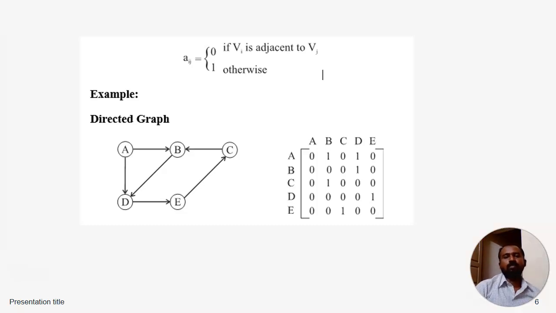So A is directed to B and D. B is directed to D. C is directed to B. Then D is directed to E. E is directed to C. These nodes we represent with 1. The remaining nodes are zeros. This is an example of a matrix. Matrix means 5 by 5. We have put 5 rows and 5 columns. So where nodes are present we put 1, and the remaining entries are zeros.